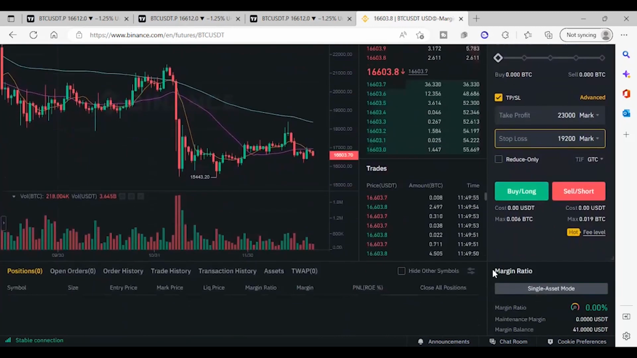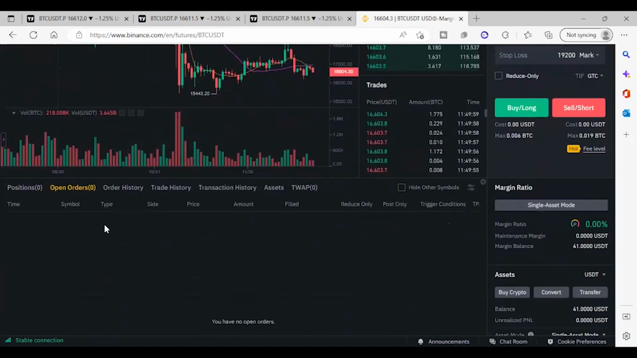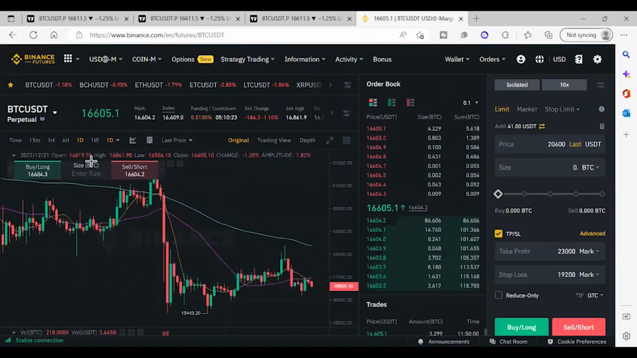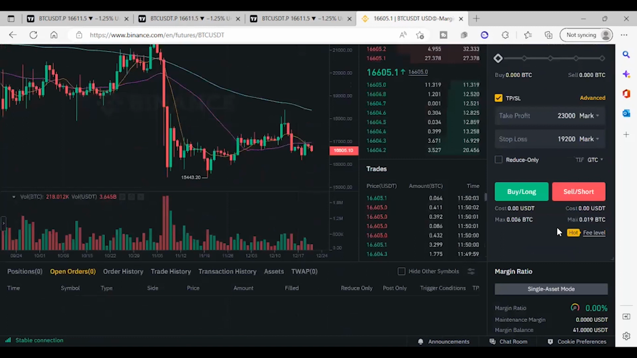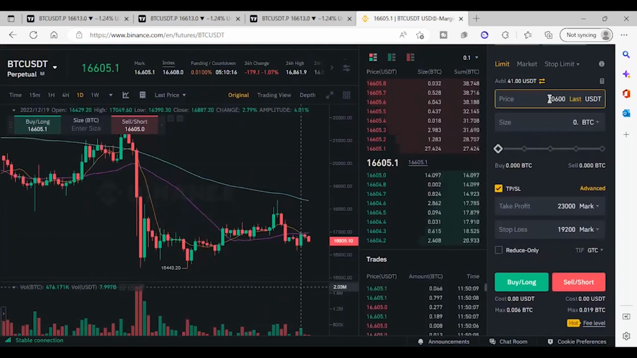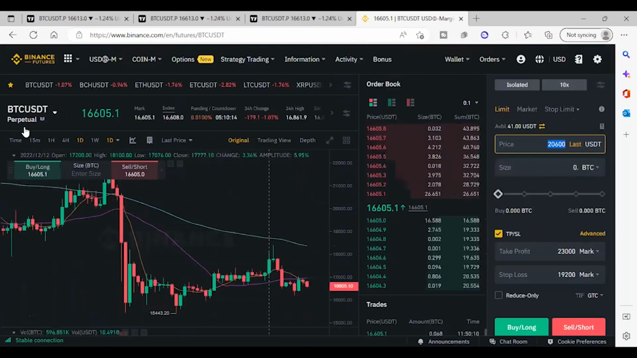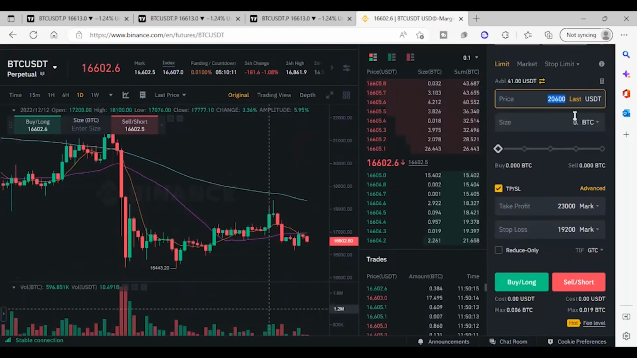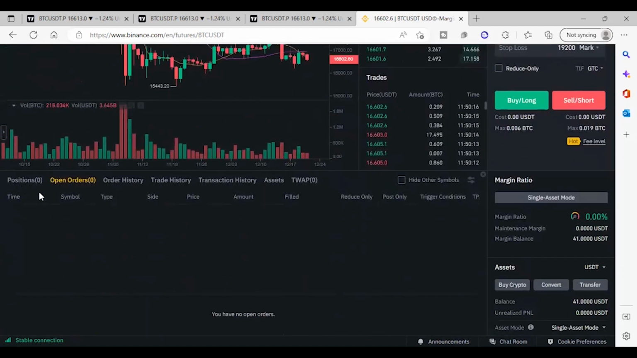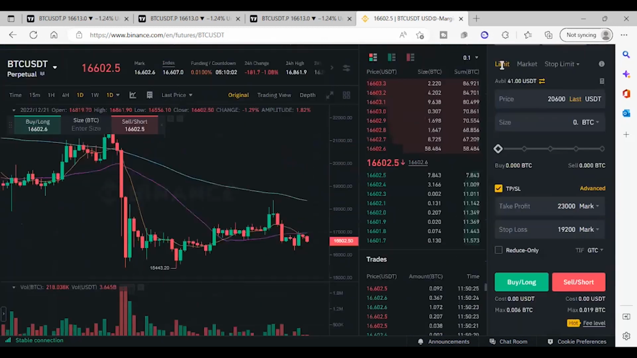When you buy long, the order will go down here to open orders. It will only become live once the price of Bitcoin gets to your entry. You said that you want to enter at 20,600. Right now, Bitcoin is not there. Bitcoin is only at 16,600. So once Bitcoin gets to 20,600, the exchange will automatically open your position and it will go up here. Then you can start seeing your trade live. You'll see how much money you're making or how much money you're losing. So that's what limit is.